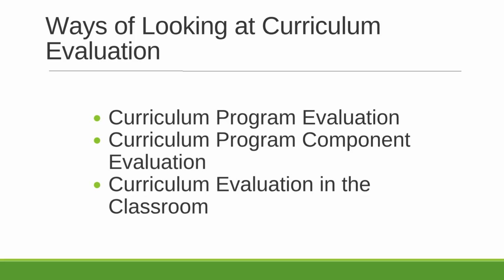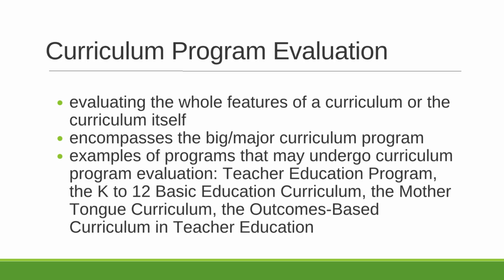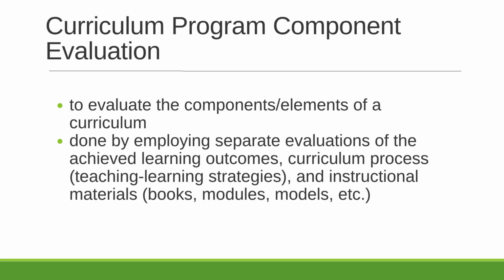Now let's look at three main ways of evaluating a curriculum, and I'll give you examples for each to make it more concrete. First, there's curriculum program evaluation. This is the big picture type, where we evaluate an entire program. For example, let's say the Department of Education wants to assess how effective the K-12 basic education curriculum has been over the past 10 years. They would look at things like national achievement scores, enrollment data, teacher training, and even graduate employability. That's program-level evaluation.